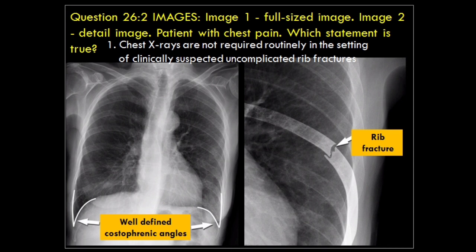The detail image shows a rib fracture on the left. The costophrenic angles are well defined, indicating there is no hemothorax. Although the patient is a little rotated, a cause of chest pain, the rib fracture, is demonstrated, so the image can be considered diagnostic.